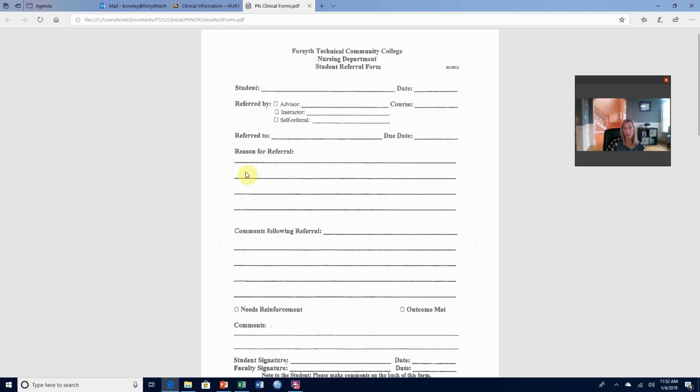So this is a student referral form. This is if you want to refer a student to Open Lab. And all y'all have those in your packets as well, like y'all always do. You'll just place the student's name, instructor name, and then the reason for the referral to Open Lab.